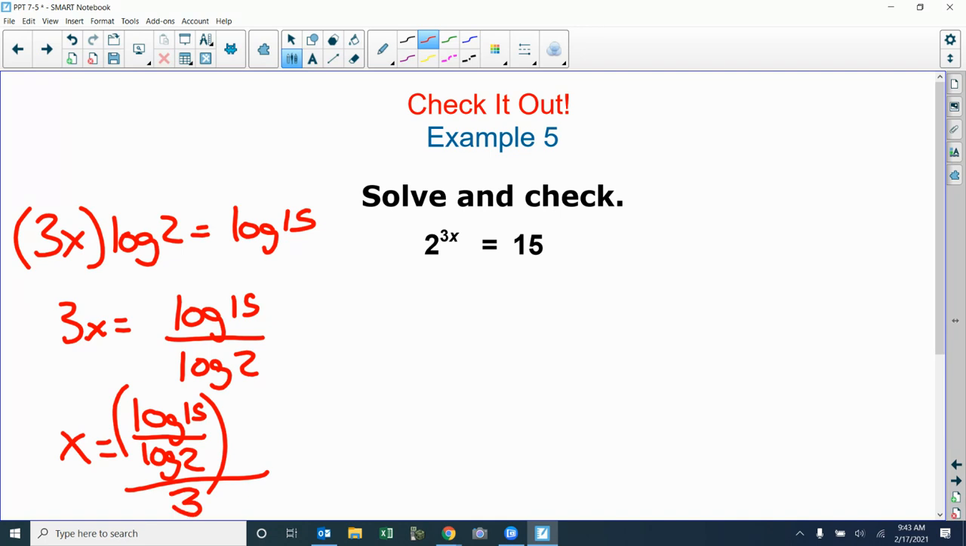So x is equal to log of 15 divided by log of 2 divided by 3. Whatever that number ends up being, anybody close? It's all in the calculator. Make sure you put it in right. Log of 15, hit enter, divided by log of 2, hit enter, divided by 3.